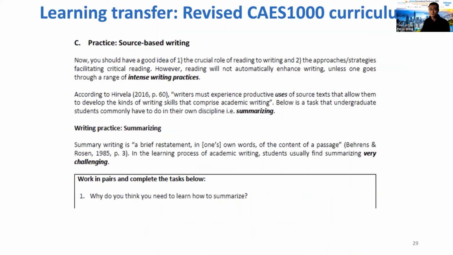Next slide. So the last step is in-class writing practices. Students apply the reading strategies they have learned into the writing practices. Here we focus on summary writing. Next slide.